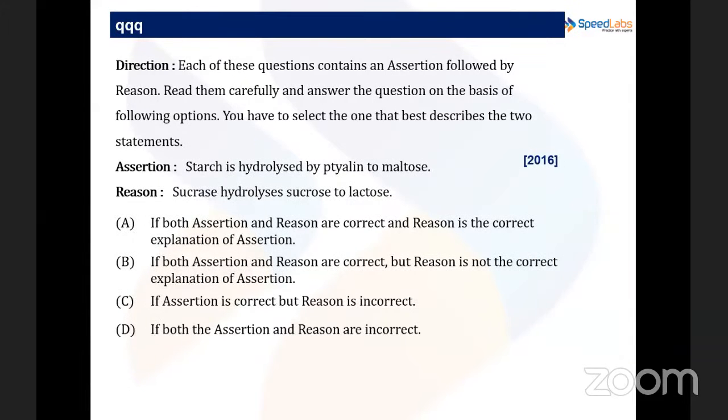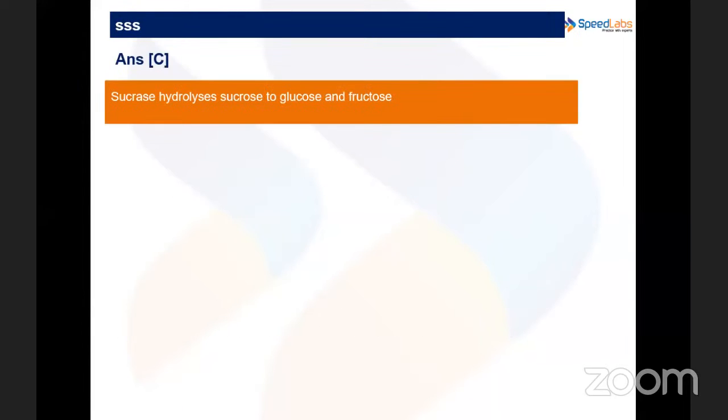Assertion: Starch is hydrolyzed by ptyalin into maltose. What is ptyalin? It is the starch amylase. Reason: Sucrase hydrolyzes sucrose to lactose. Option A, if both A and R are correct and reason is the correct explanation of assertion. Option B, if both A and R are correct but R is not the correct explanation of A. Option C, if A is correct but R is incorrect. Option D, if both A and R are incorrect. So the answer to this question is option C.